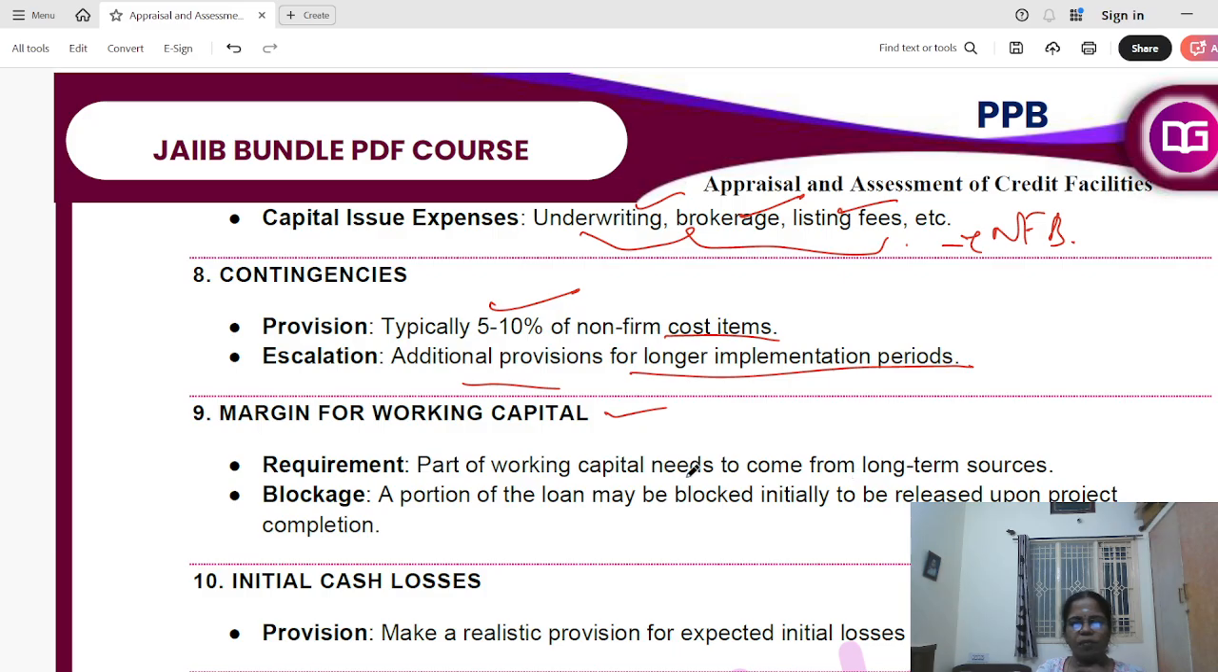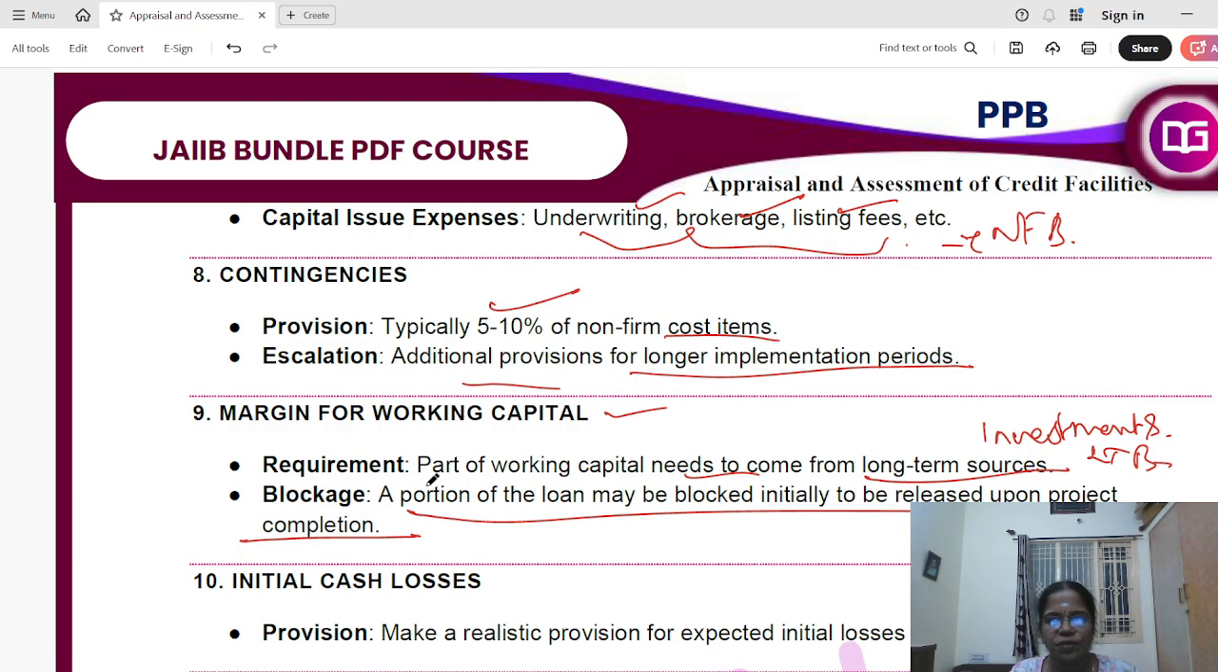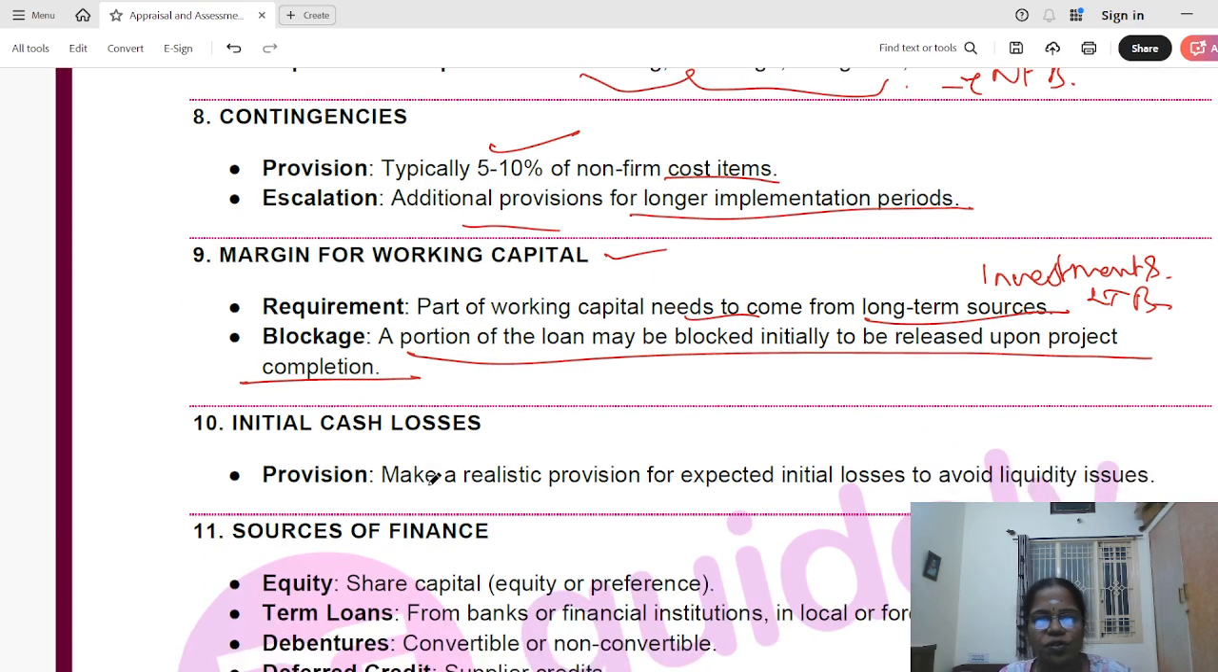Margin for working capital: part of the working capital needs to come from long-term sources. If you look at where part of the working capital should come from, it is from long term investment. Long term sources are nothing but the long term investments, okay, and long term borrowings. The blockage: a portion of the loan may be blocked initially, to be released upon project completion. Only after project completion will the blocked amount be released. Initial cash losses provision: make a realistic provision for expected initial losses to avoid liquidity issues.